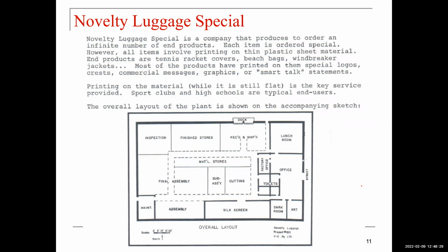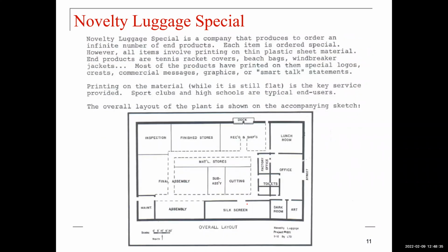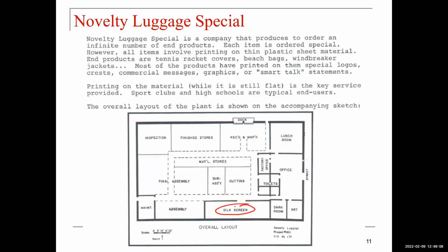Let's continue. Which is the sales screen department. This is the department that we are gonna study. It's continually jammed. Although there are only 3 workers involved, there is excessive congestion and plant spoilage. The 3 workers have convinced the plant manager that if they could open an exit door to the area immediately west of the department, the flow of the material will be improved and the congestion reduced. That is a convincing argument, and the plant manager has said okay. So the idea is, can we build another door for this department so we can improve the flow?